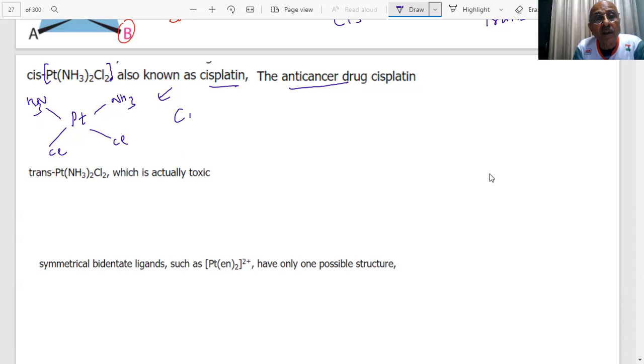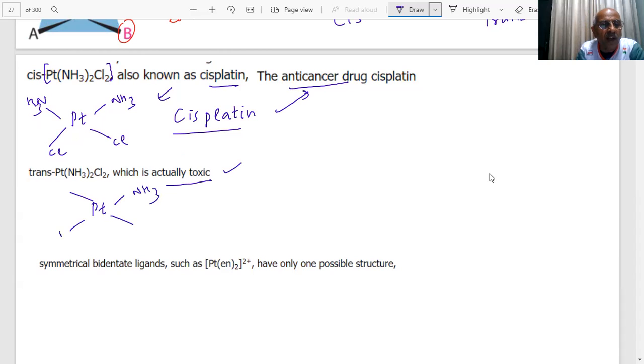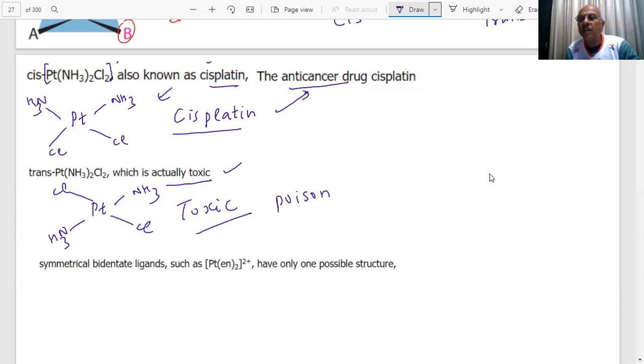It is called cisplatin, an anti-cancer drug. Interesting. And the trans is very toxic and poisonous. The trans isomer of this is poisonous. What is the trans? Square planar, same groups opposite to each other, NH3 opposite NH3, Cl opposite Cl. This is the trans isomer. This is toxic, a poison. See the difference in biological application.